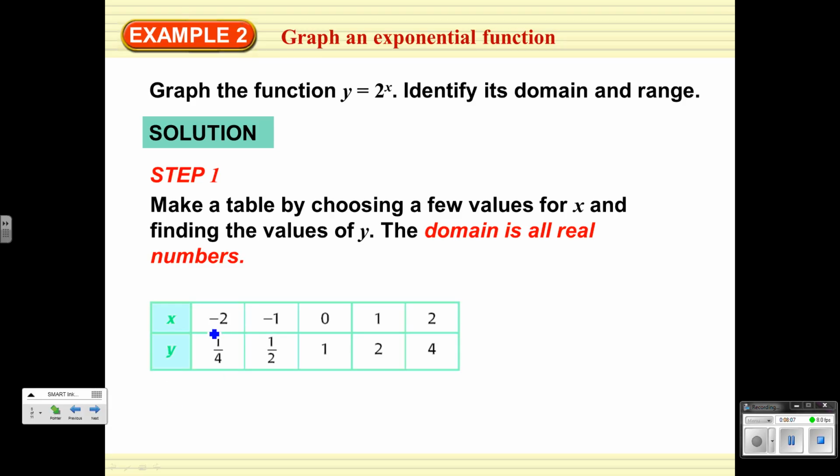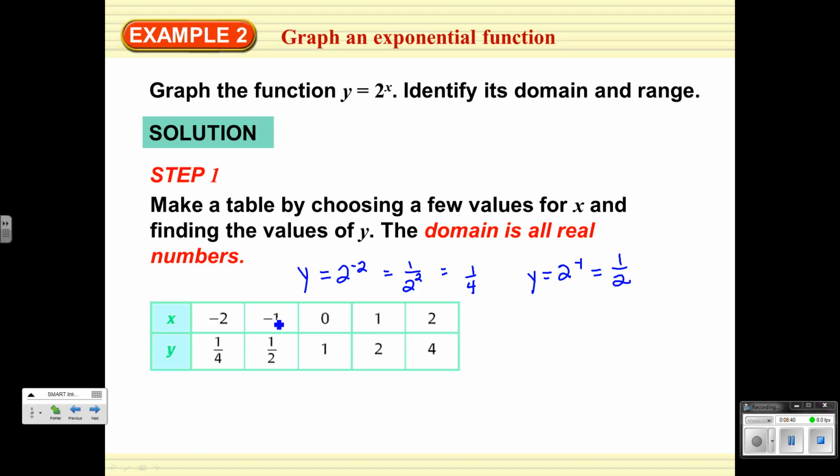So let's make a table of values. We went from -2 to +2, and here's basically what you're doing. y equals 2 to the -2, which is 1 over 2 squared, which is 1/4, okay? And then y equals 2 to the -1, which is equal to 1 over 2, or 1/2. And then when x is 0, 2 to the 0 power is 1, 2 to the first power is 2, and 2 squared is 4.